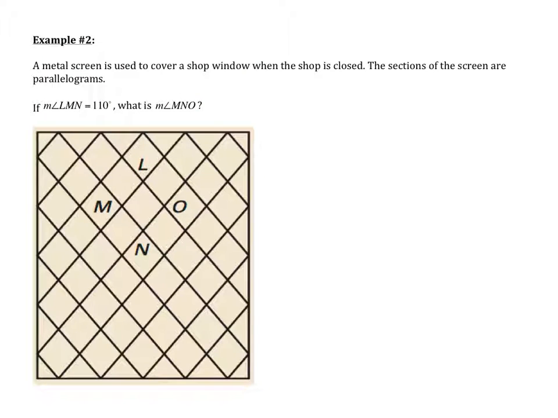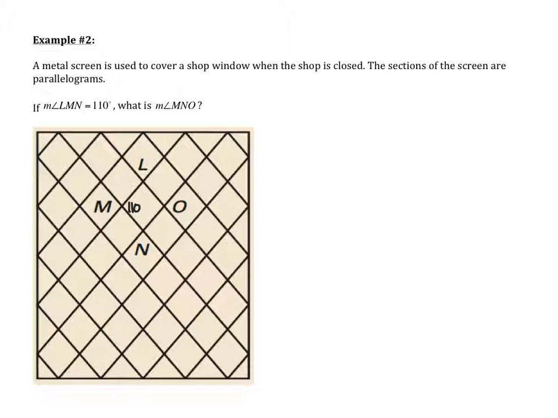So let's use that theorem here in example number 2. It says a metal screen is used to cover a shop window when the shop is closed. The sections of the screen are parallelograms. If the measure of angle LMN, so that's this angle right here, is 110 degrees, so let's mark it 110 degrees.